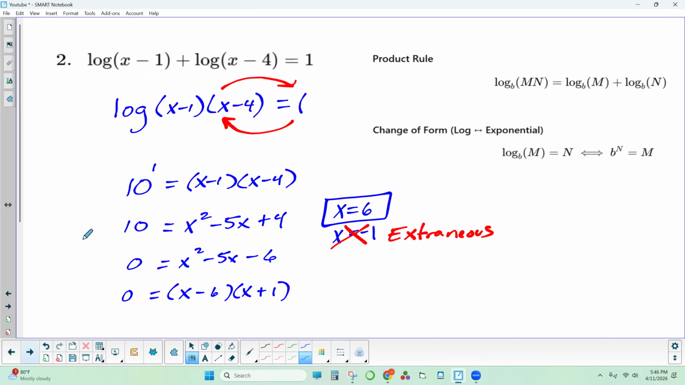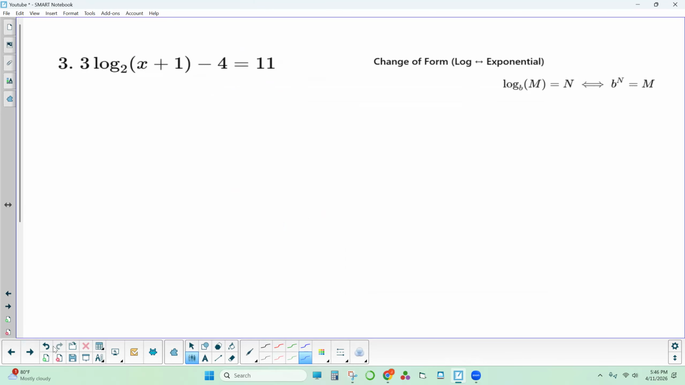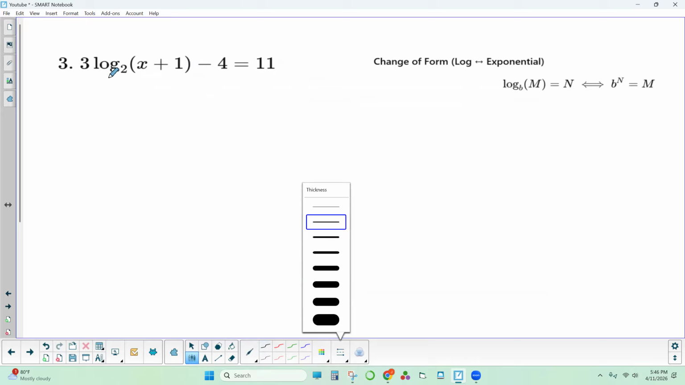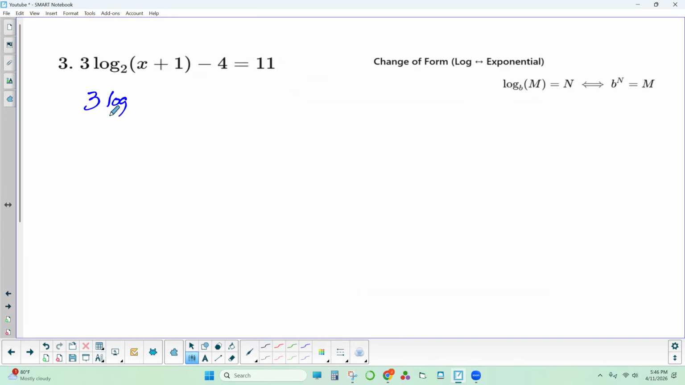All right, let's look at the third problem here. Here we only have one log. So what I'm going to do is isolate this log and we'll see where we go from there. I'm going to add 4. I've got 3 times log base 2 of x plus 1. If I add 4, that gives me 15. Then I'm going to divide off this coefficient. So 15 divided by 3 will be log base 2 of x plus 1 equals 5.